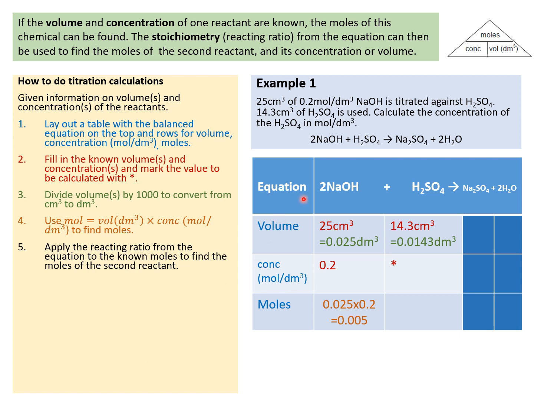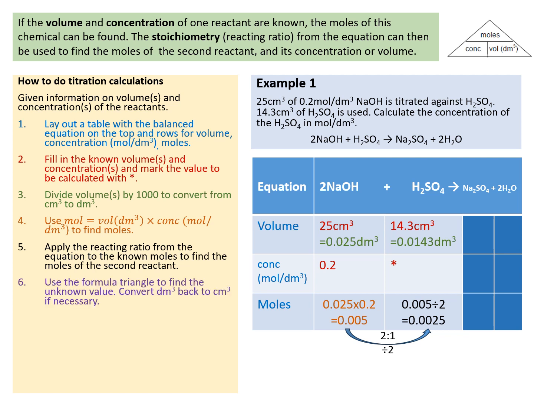So if I go to my equation, I can see that I've got a 2 to 1 ratio, 2 NaOH to 1 H2SO4. So I've got to apply that by dividing my number of moles by 2. So 0.005 divided by 2, which gives me 0.0025 moles of H2SO4.